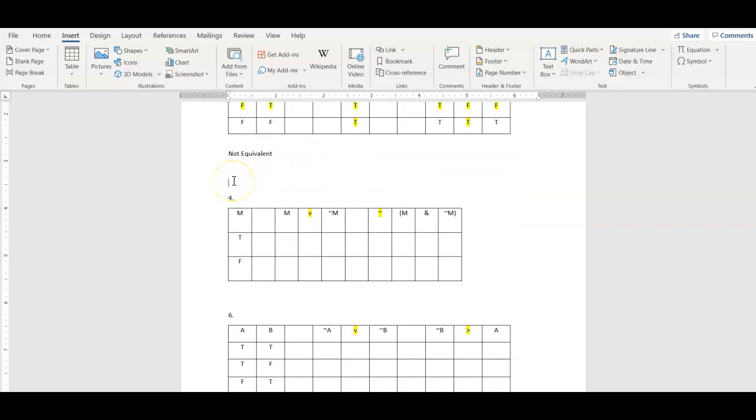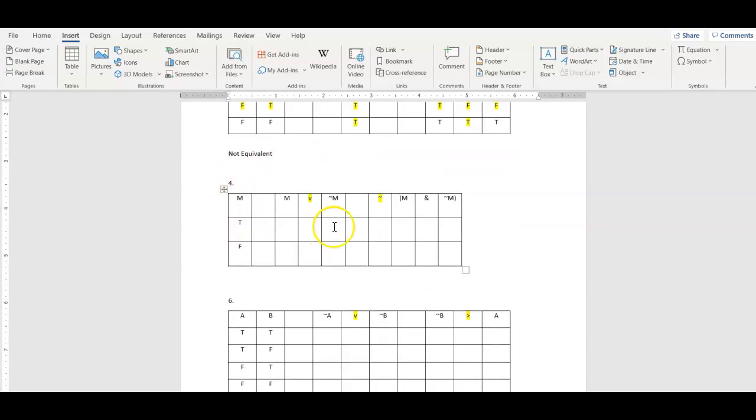Okay, next problem is number 4. There's only one atomic sentence here. It's M, so that's why we only have 2 lines on the truth table. M, there's only 2 possibilities. It can be true, it can be false. All right. So here we have M or not M.